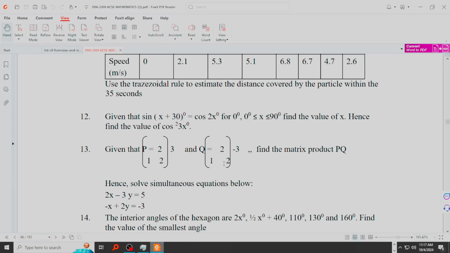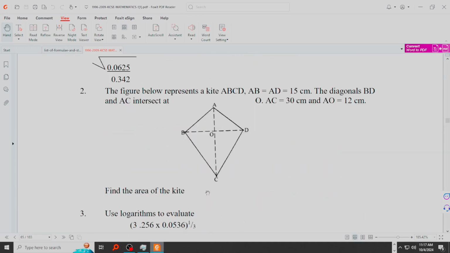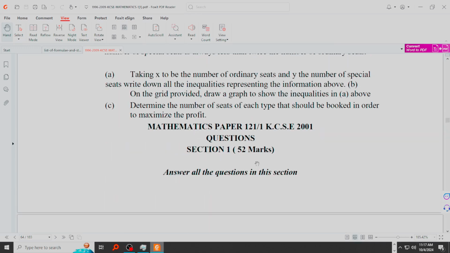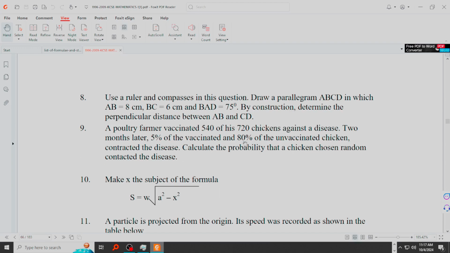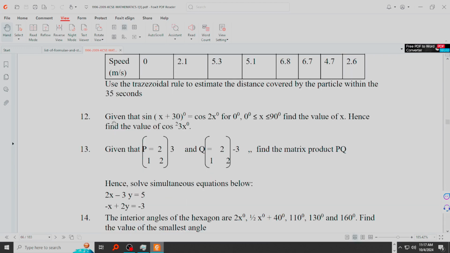The paper that we consider today is Kenya Certificate of Secondary Education, Paper 1, the year 2001. The question of interest is question 12, which reads: given that sin of (x plus 30) degrees is equal to cos of 2x degrees, for x lying between 0 degrees and 90 degrees, find the value of x, hence find the value of cos squared 3x. Let's look at the solution.